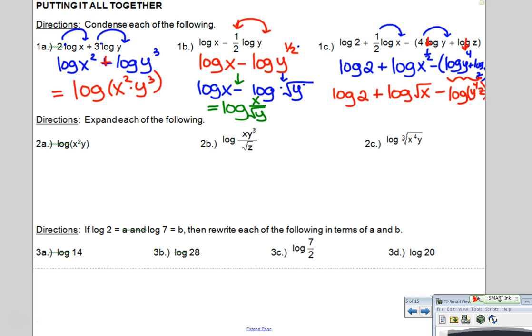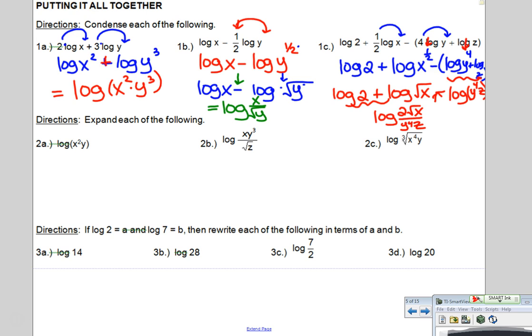Okay, and then lastly, I'm going to do my order of operations left to right. These two are being added. That means they're being multiplied. So log, we have 2 times radical x. And then this guy, minus sign, means to divide. So that's going to be over y to the 4th z. Okay, that's condensing. Now we're going to use our rules to expand them.